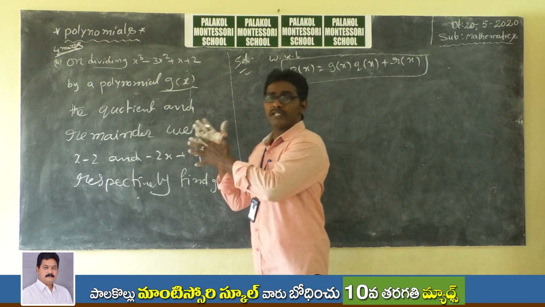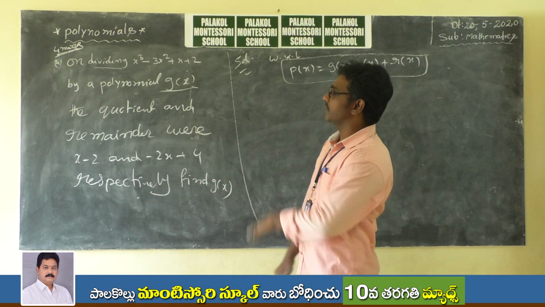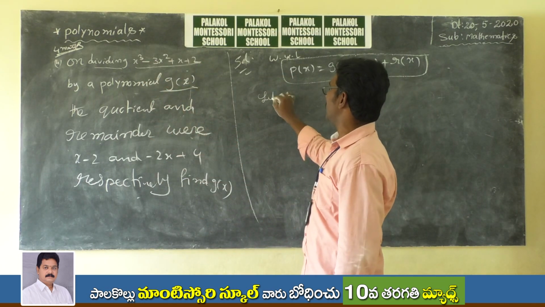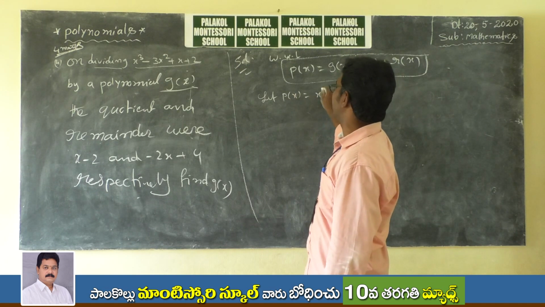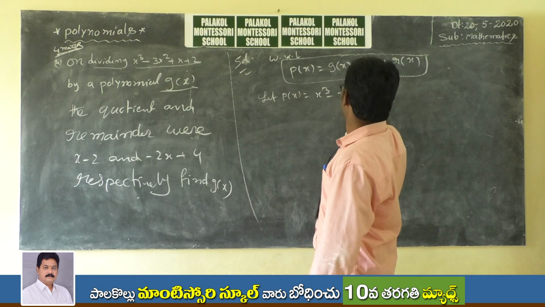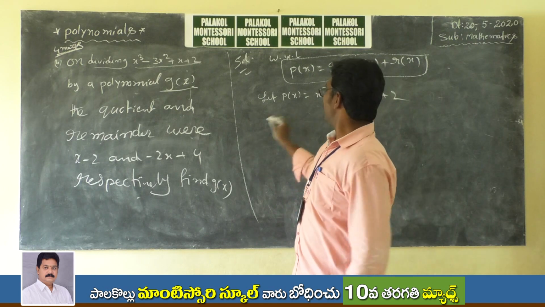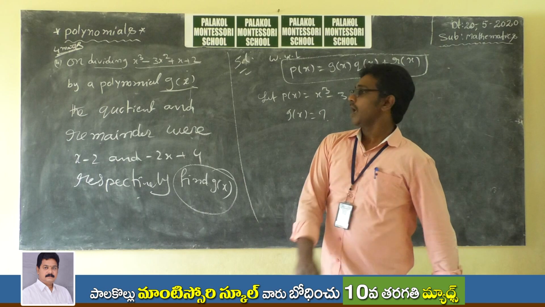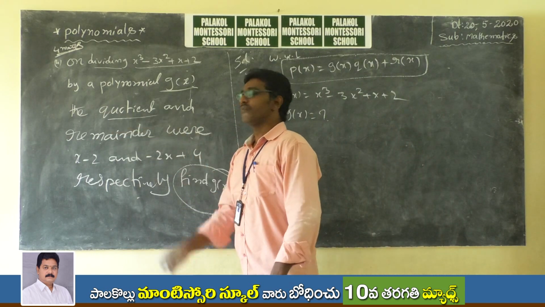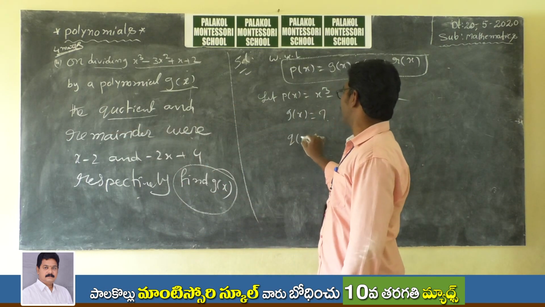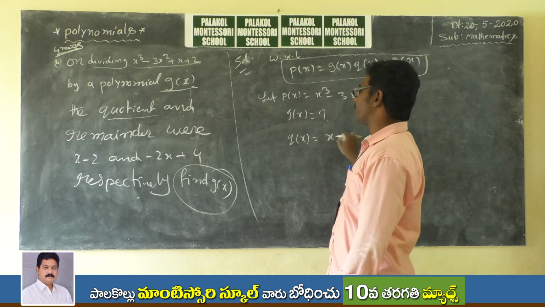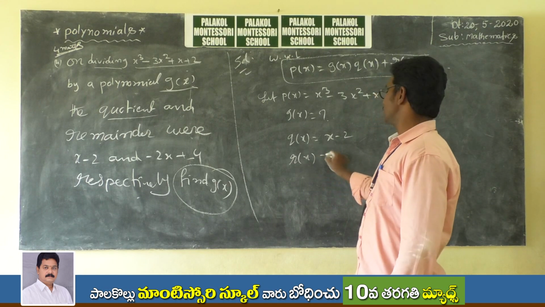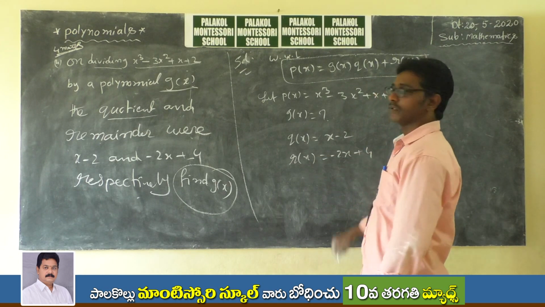Some information is there in this sum. To find it out, suppose p of x is equal to x cube minus 3x square plus x plus 2. g of x is what we have to find, that is the question mark. Some more is given: the quotient is generally represented by q of x. q of x is equal to x minus 2. And the remainder is r of x. r of x is equal to minus 2x plus 4.